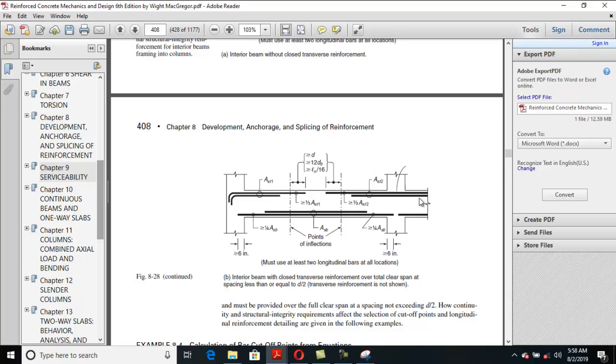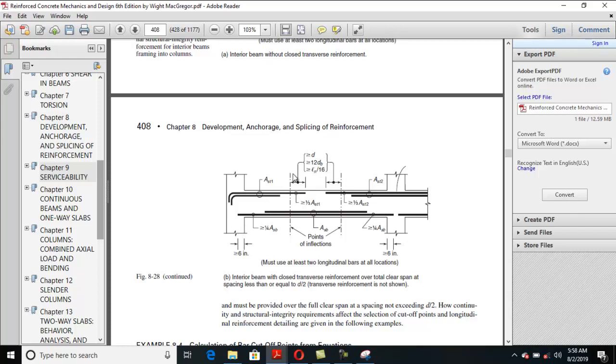Here you can see from the face, if the negative bars are coming from that side, you need to continue that steel area for a distance of LD, and the amount of steel right there, its 1/3 area must be continued to a point, this point, and this is the point of inflection. So from the point of inflection you need to continue the steel area for a distance of d, 12 db, and L divided by 16, meaning the clear span.